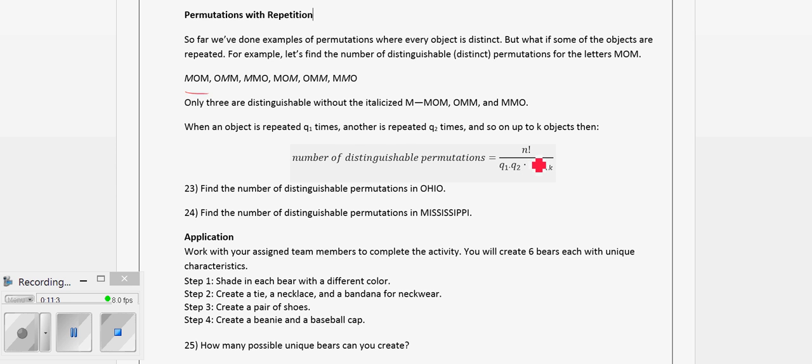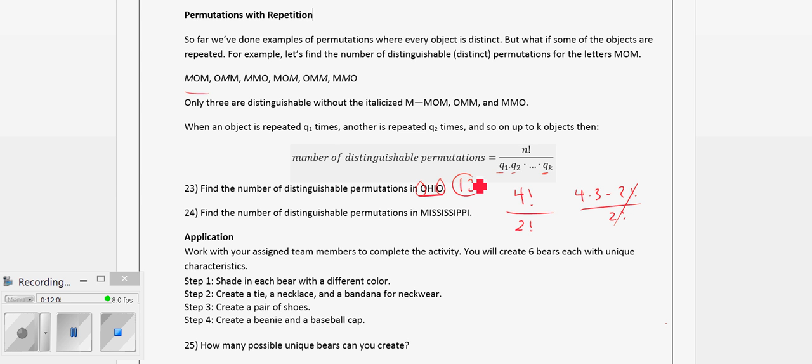When this happens, we have a little bit different formula. We still have n factorial, the number of things. So for example, mom has 3 things, but every one of these q's down here stands for the number of times that one of the elements is repeated. So let's take a look at the word Ohio right here. We have 4 objects, so on the top we'd have 4 factorial, but on the bottom the letter O is repeated twice, so we would have 2 factorial. So 4 times 3 times 2 factorial on top, and on the bottom 2 factorial. 4 times 3, so there'd only be 12 ways.